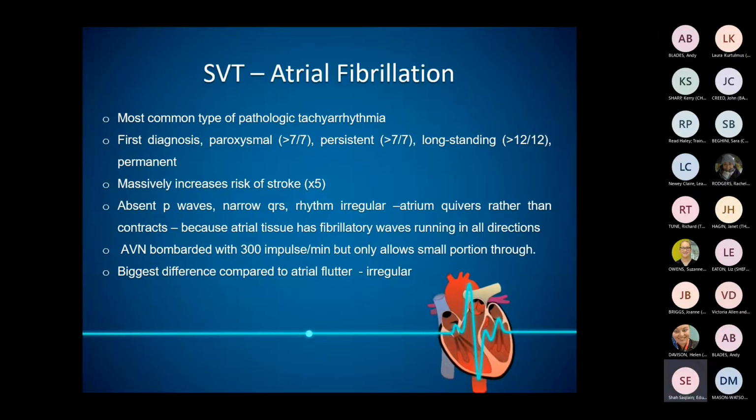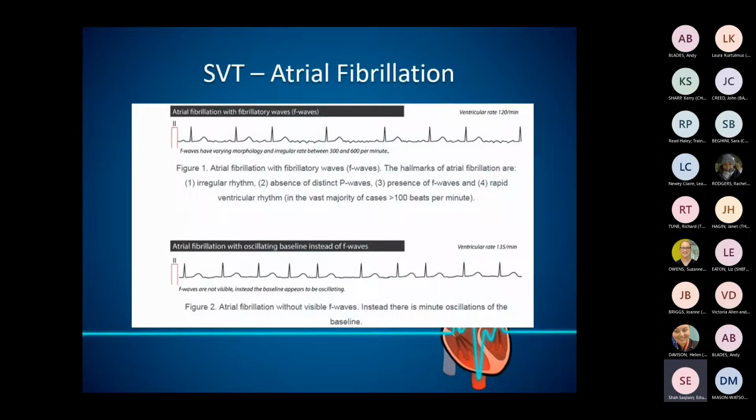Like I said, the biggest difference is that AF tends to be irregular, and of course on ECG we don't see those P waves. Acutely, our concern is patients who present with fast AF, where the heart rate is increased. So there are two pictures you see: either you see those F waves present, or without the F waves, you see this minor oscillation of the isoelectric line at the bottom there.